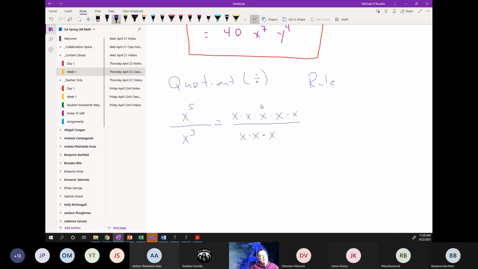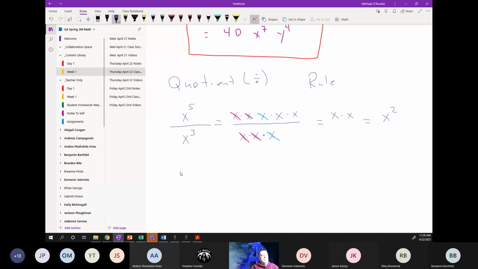So now we have this, we can cancel some out, right? So this one we cancel with this one. We'll do them all in different colors. So maybe these are going to cancel, and these are going to cancel. So what are we left with? We're just left with x times x, which is x squared.